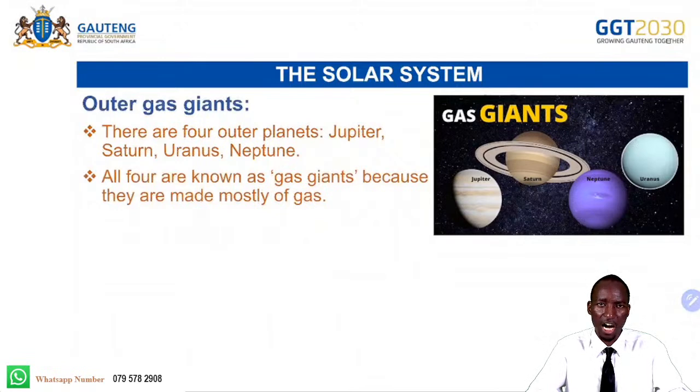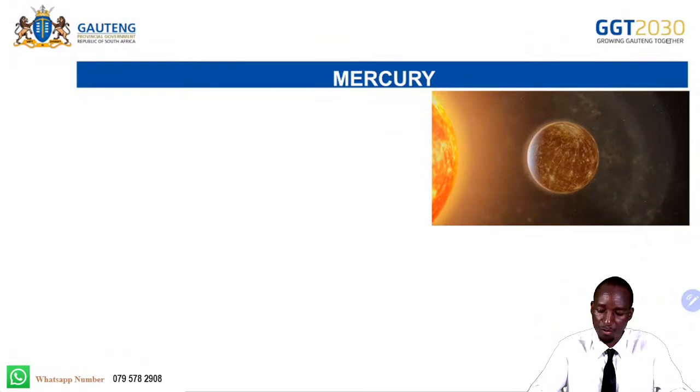Now you can realize something from their name. There's that other word, giants. Why are they referred to as giants? These planets are so big. Look at the picture there. We've got Jupiter, we've got Saturn, we've got Neptune, then we've got Uranus. Those are the giant planets we're talking about. Their surface is mainly made of gases, hence the name the outer gas giants. Those are the classification of our planets.